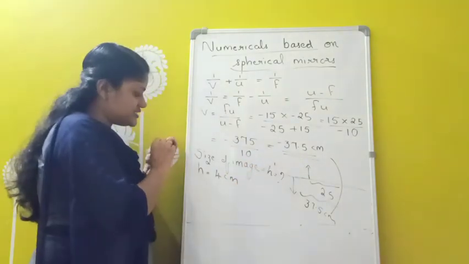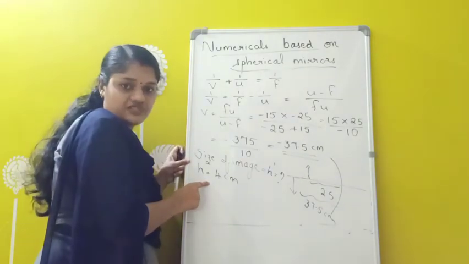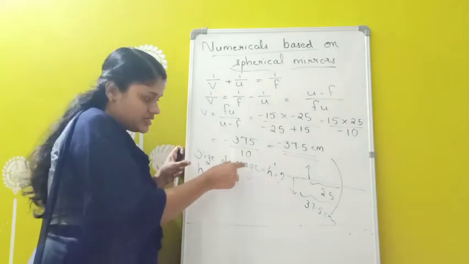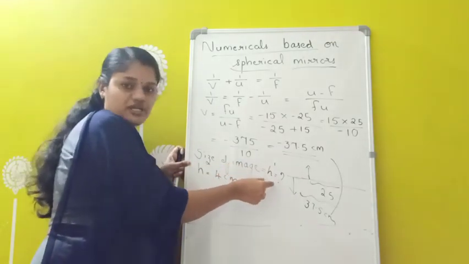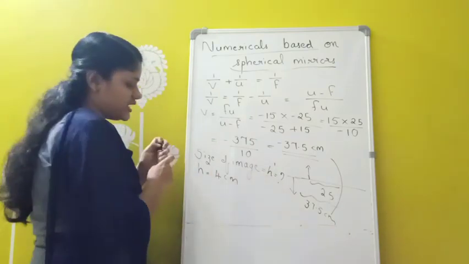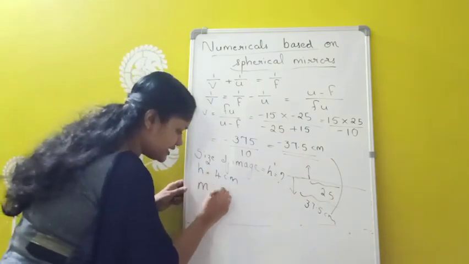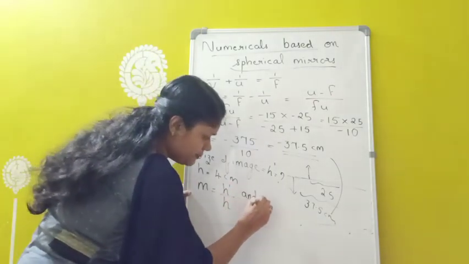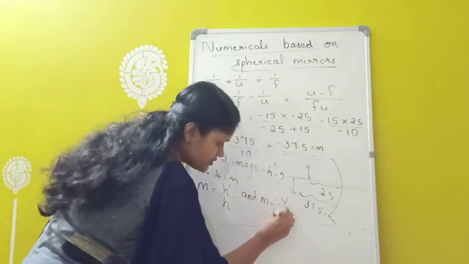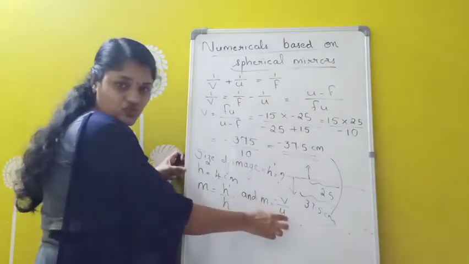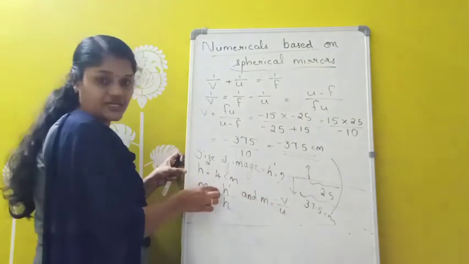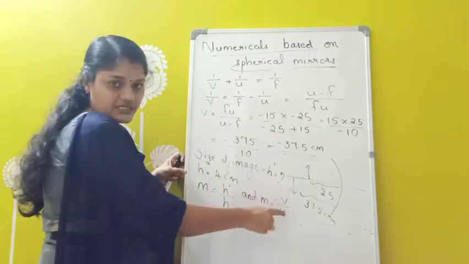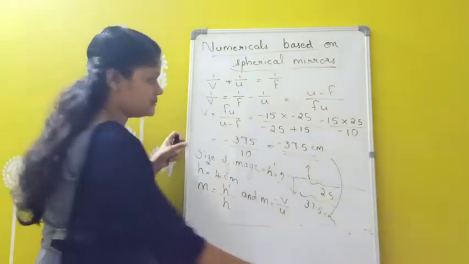Suppose h is not given and they are asking to write the size of the image, then you can simply write whether it is diminished or enlarged. Suppose h is given and they are asking the size of the image, then you have to find h dash also. We have the formula for magnification, m equals h dash by h, and another formula for magnification, m equals minus v by u. We can equate these two formulas and based on that we can find h dash.